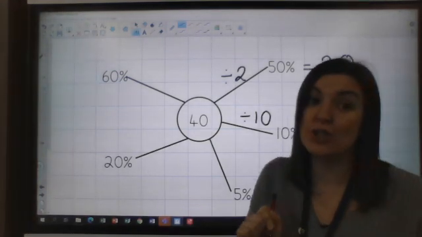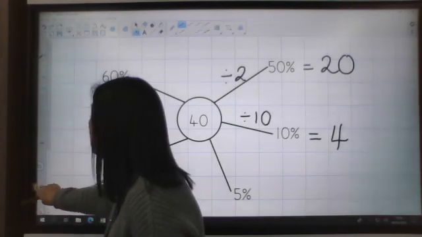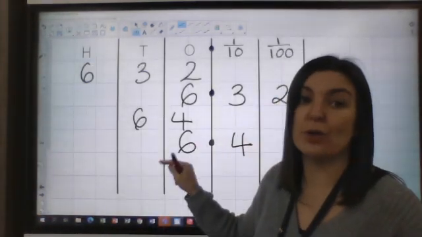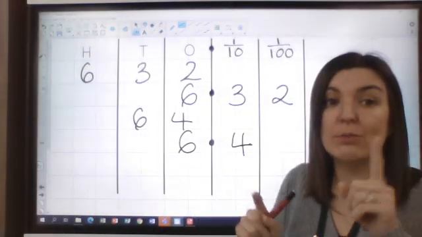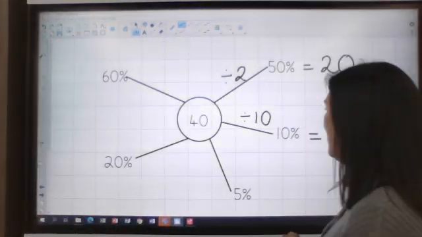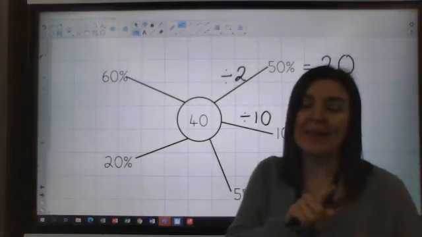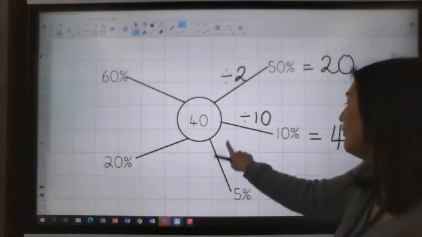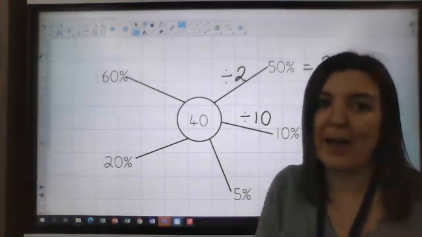If you needed to use your place value chart to help you with that, then please make sure you do. Remember, when we divide by 10, we move one place. Now 5%, so don't make this mistake though. 10% is divided by 10, but 5% isn't divided by 5.